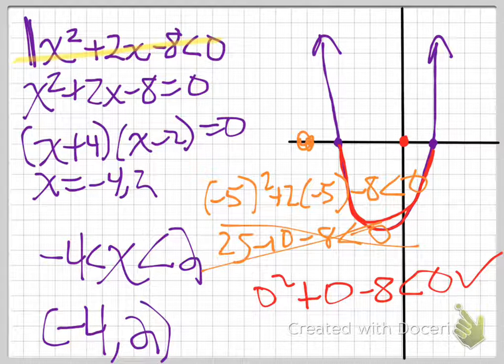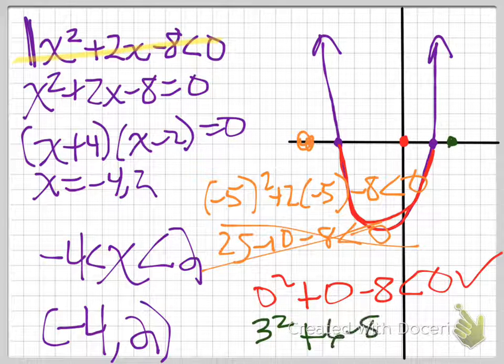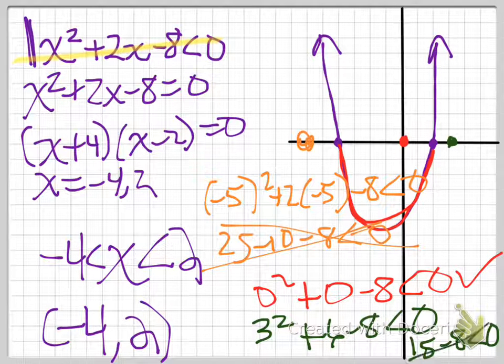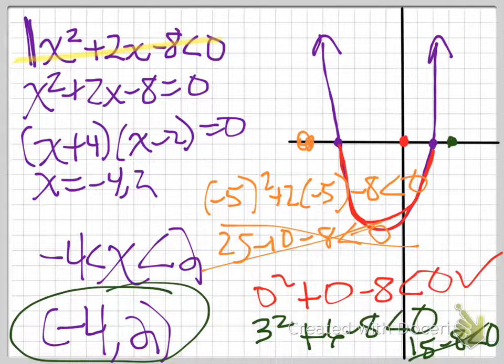And then finally, I'll test something out to the right. I'll pick 3, and that'll give me 3 squared plus 6 minus 8 less than 0. So that's 15 minus 8 less than 0. 7 is not less than 0, so that's not a solution. So my solution is confirmed, and the solution is the interval -4 to 2. When x is between -4 and 2, that's the solution to this inequality.